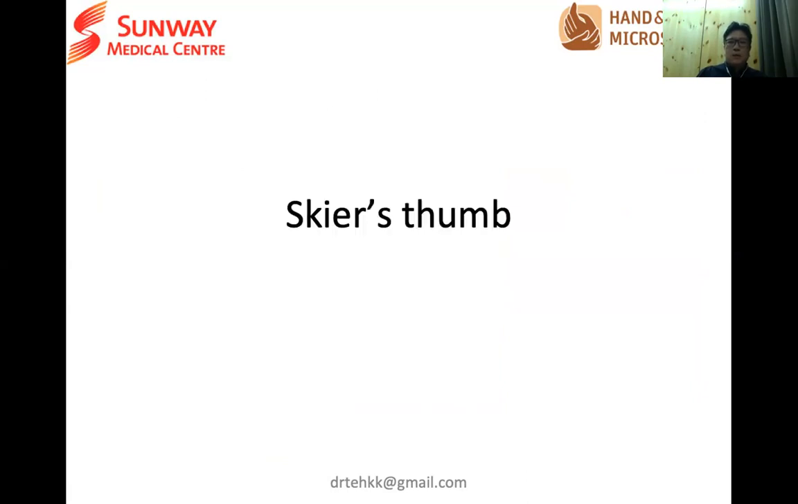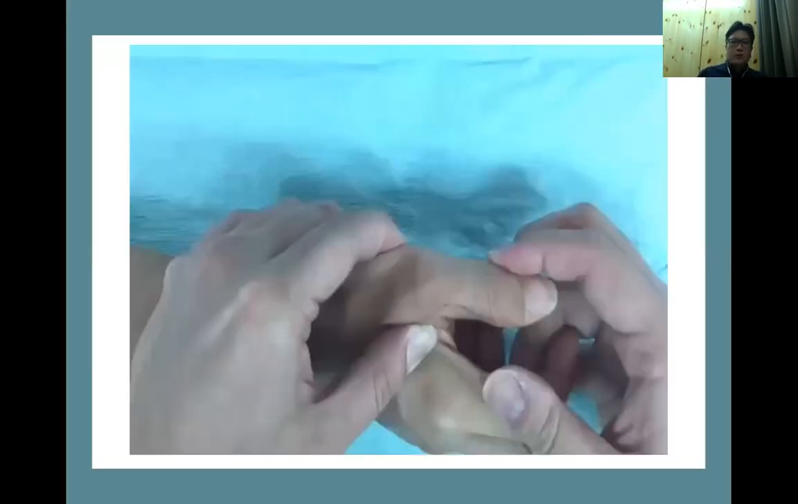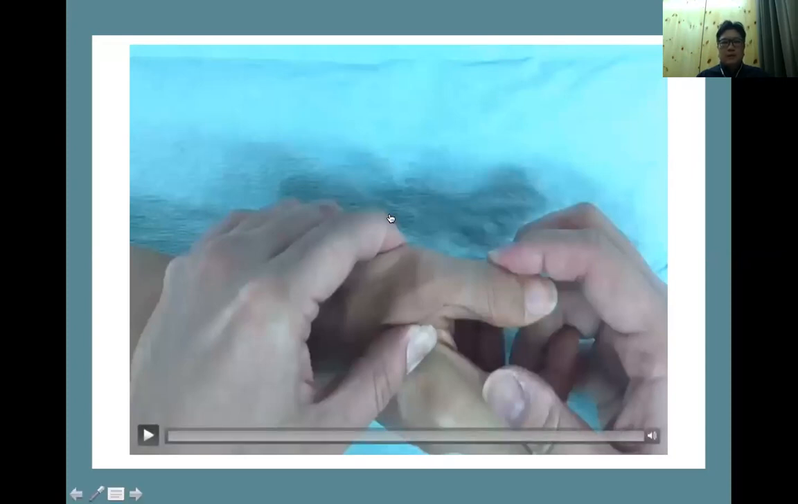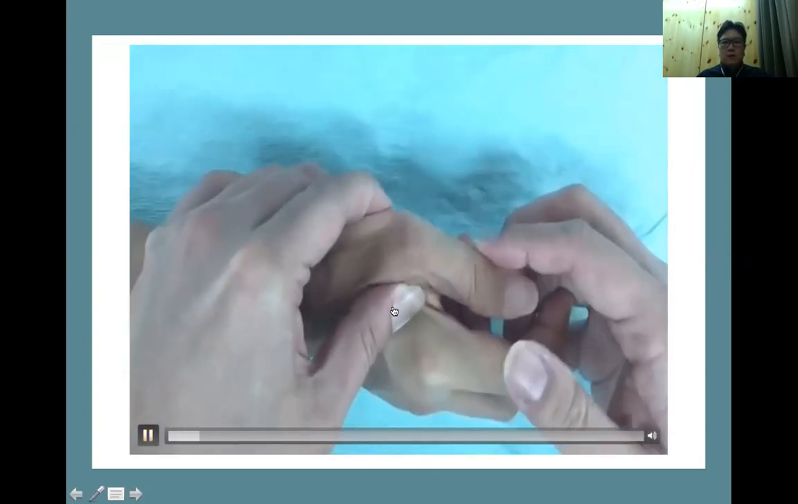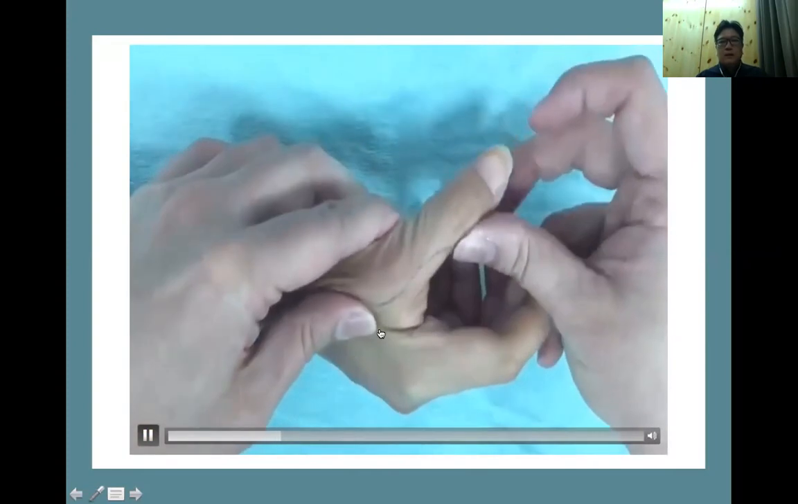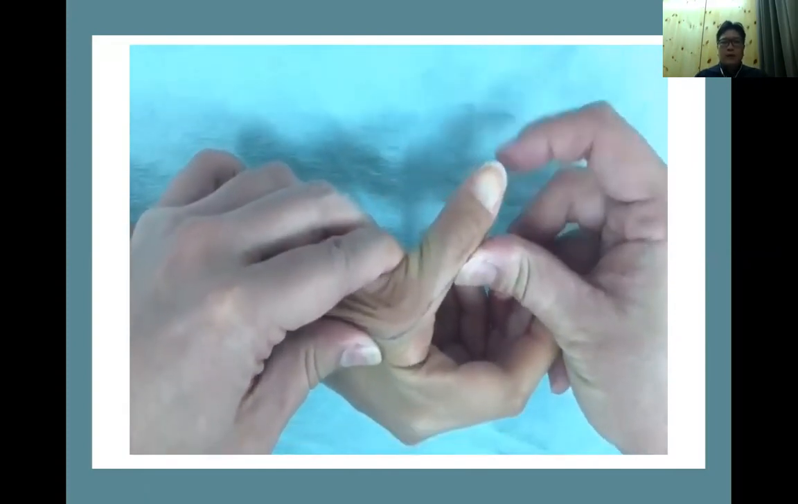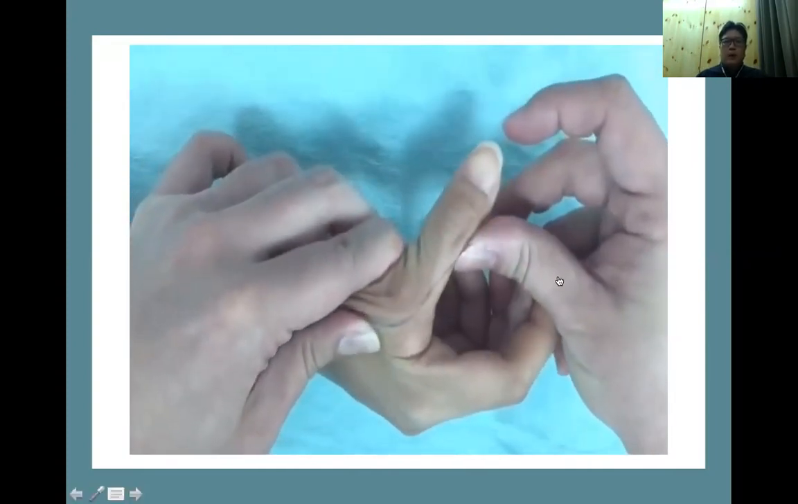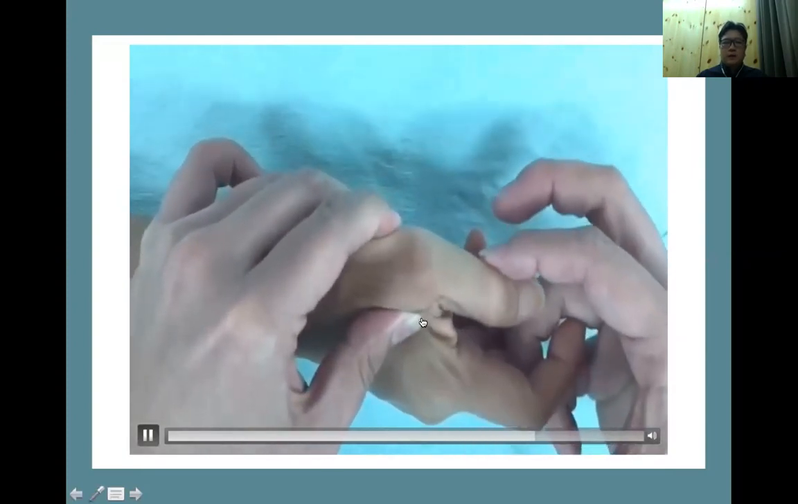So last stop, skier's thumb. I think it's already 10 o'clock, so I'm going to go through this very quickly. One of the cases we talked about in the Telegram group was a so-called thumb injury. This patient is a plastic surgeon's cousin who came to see me after skiing in Japan. She fell while holding a ski pole, and she ruptured the ulnar collateral ligament of her thumb.